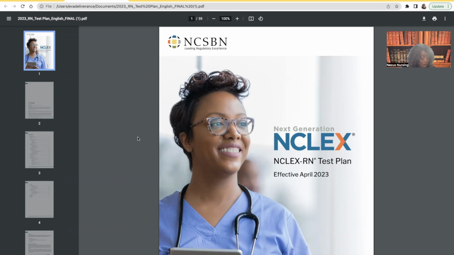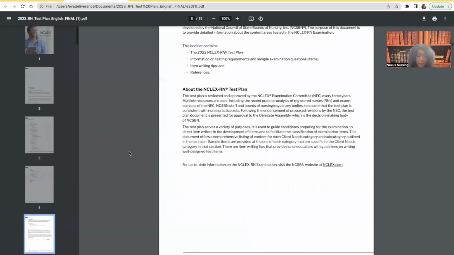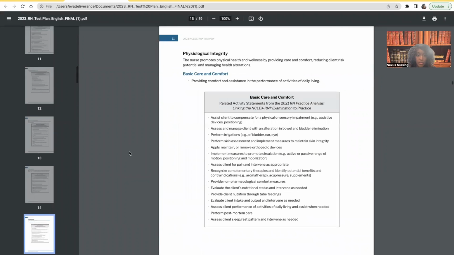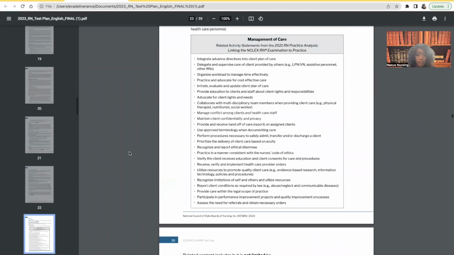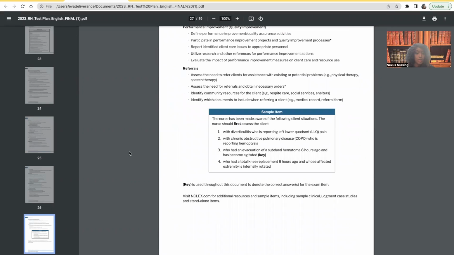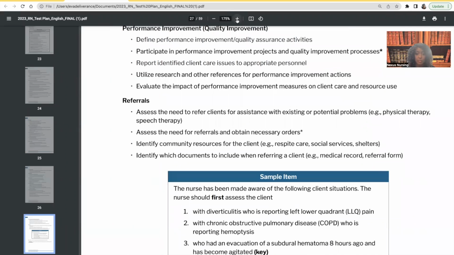All right, so I already wrote down the page numbers of where all the questions are coming from, just so we can get through this quicker. So the first set of questions on page 23. So here we are. I'm making this bigger for you so you guys can see. All right.